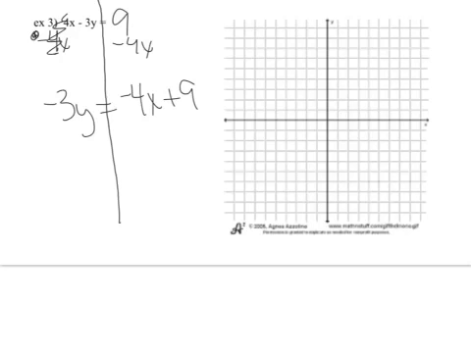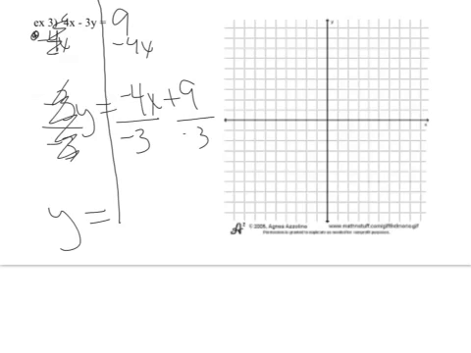Well, we still need the y by itself, so we have to get rid of the negative 3 with it. So we're going to divide by negative 3, but we're going to divide every single part by negative 3. So that way on the left, the negative 3's cancel, and we have y equals, on the right, negative 4 divided by negative 3. Well, 3 won't go into 4 evenly, but a negative divided by a negative is a positive 4/3. Put the x with it. And then 9 divided by negative 3 is negative 3. So that puts it in slope-intercept form.